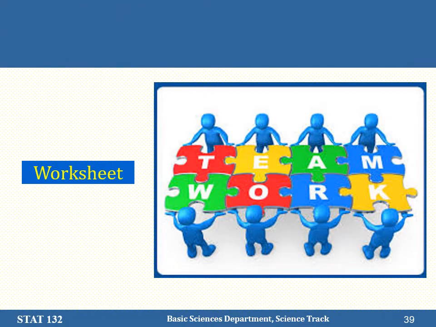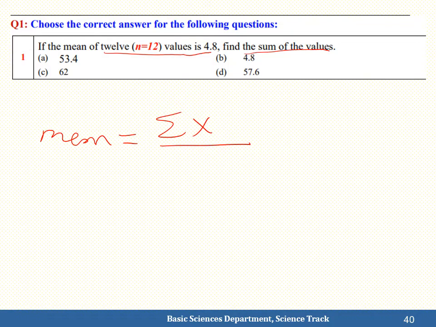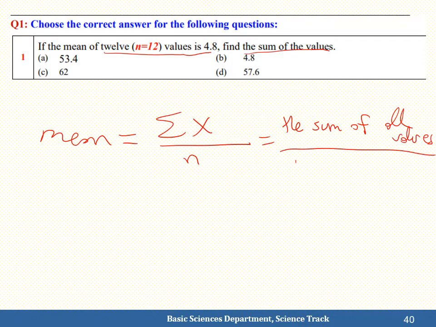Okay, let's look at the worksheet problems. Question 1: if the mean of 12 values is 4.8, find the sum of the values. Let's remember the definition of the mean. It's just the sum of all values in the data divided by the number of the values.